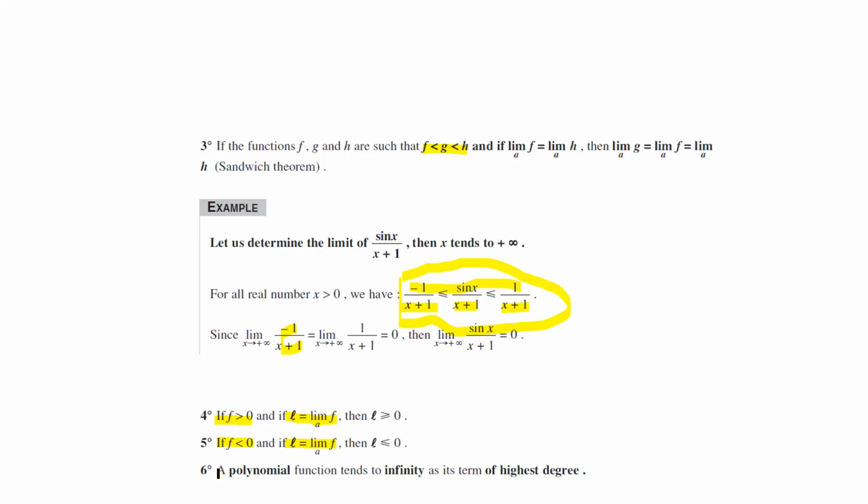Last year we took polynomial functions. Do you remember polynomial functions? Yes. How is a polynomial function, for example? For a polynomial function, if we go to infinity, we take the highest degree. So the limit of a polynomial function at infinity is equal to the limit of the highest degree.